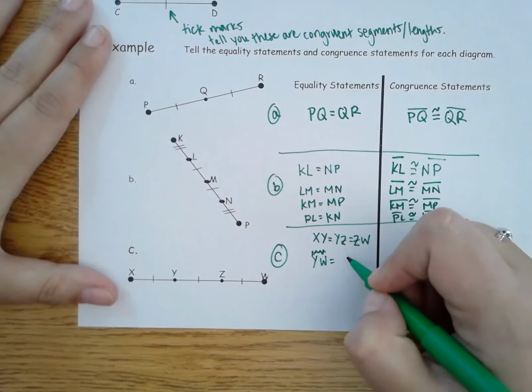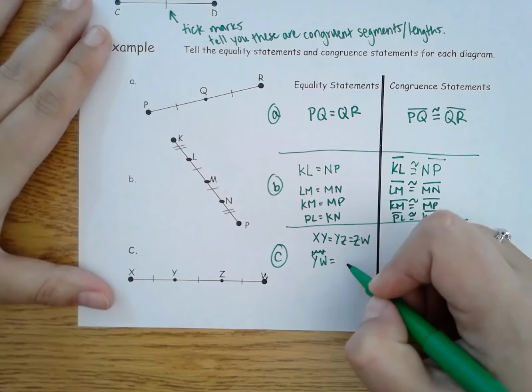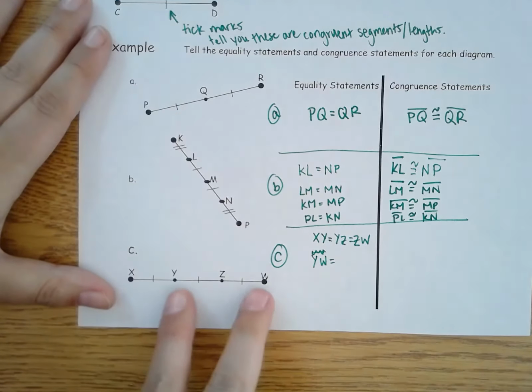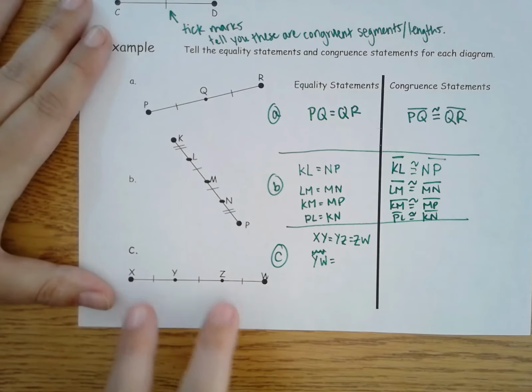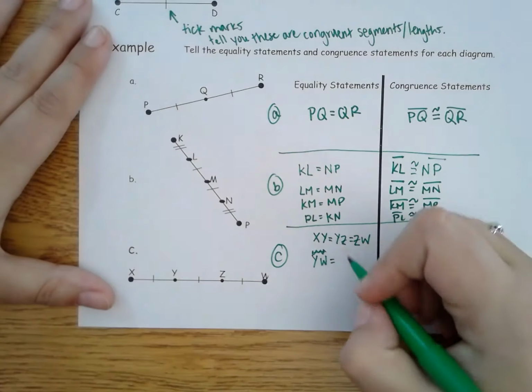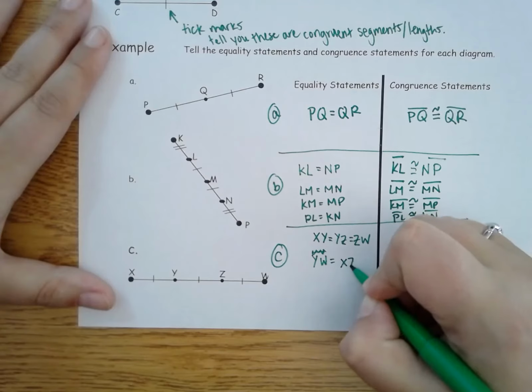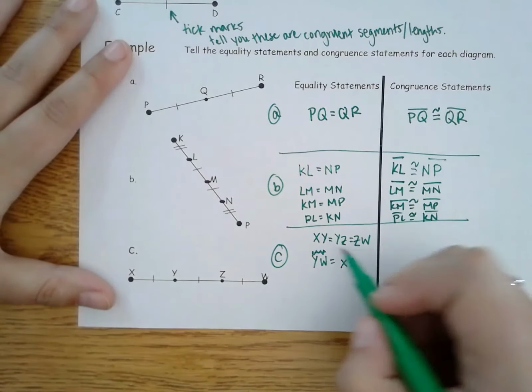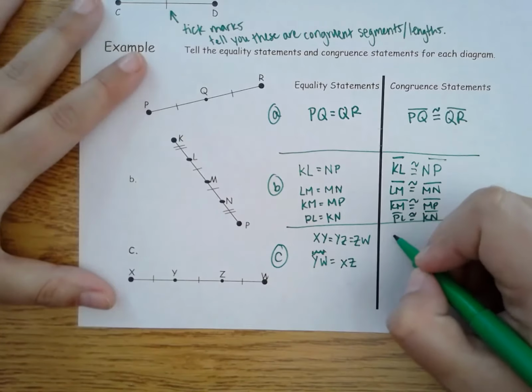YW equals WZ, XZ. Good. So then we would just make this into a congruent statement. So you can have a triple again here. That's fine.